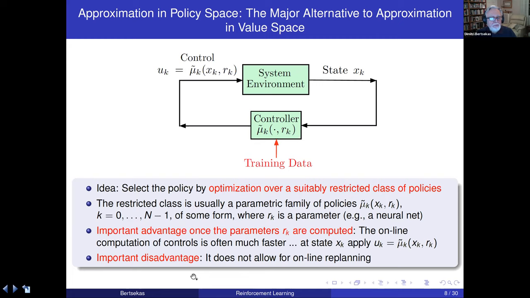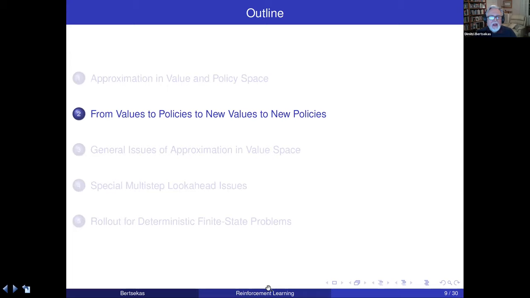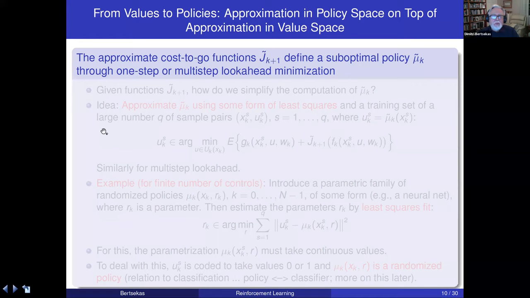Okay, now, so how do we combine the two? How do we go from values to policies and then to new values again and to new policies? We've discussed this a little bit in the previous lectures, but we're going to do a review here. How do we go from values, from J tildes, to mu tildes? Well, the approximate cost to go function J tilde defines a suboptimal policy through one-step or multi-step look-ahead minimization. And that's a policy that we may consider representing in some way.